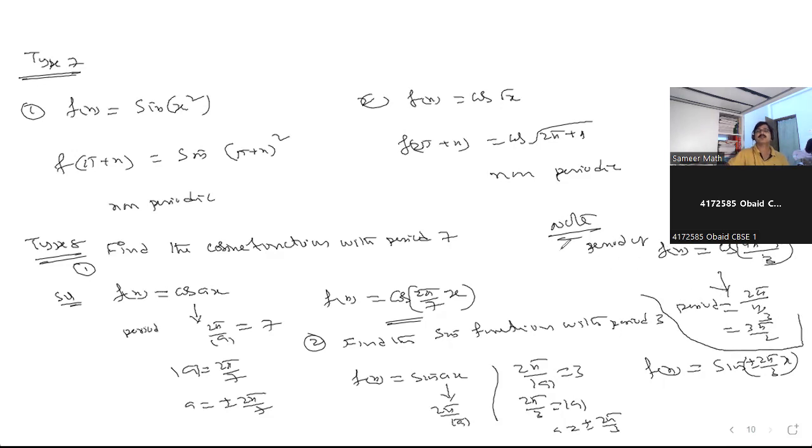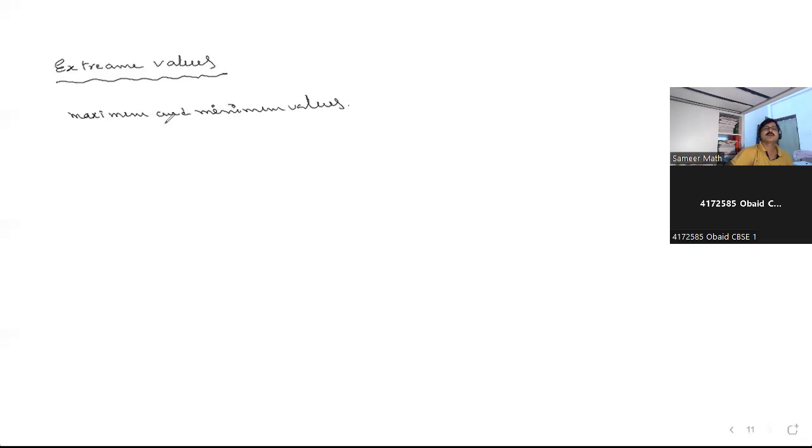Right? This is the period. One is like this. I hope that you people have caught this particular point. Now, extreme values here. You see here, extreme values, how we are going to find. In trigonometry, what do extreme values mean?